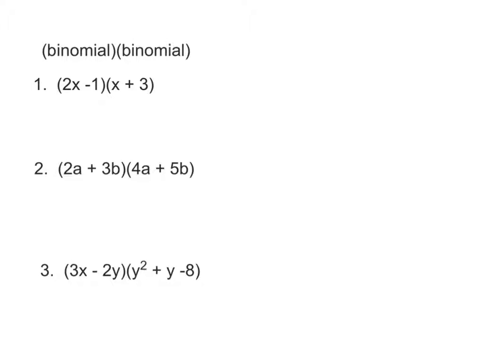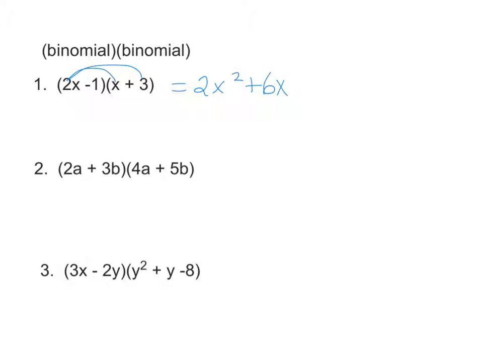This is the part that I think you may not have done before. A binomial multiplied by a binomial. But maybe some of you did. Here's how this one's going to work. We're going to do 2x times x, which is 2x squared. And then we'll do 2x times 3, which is plus 6x.